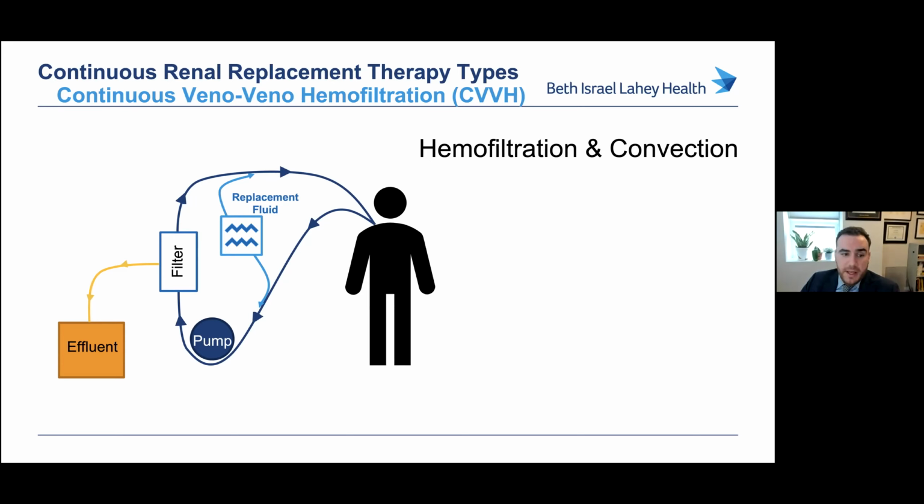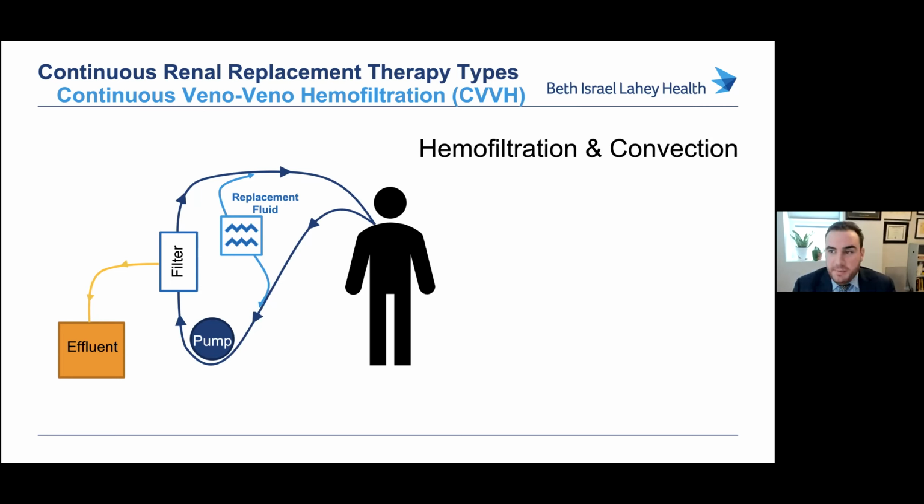Just like SCUF, it has the same setup with the addition of replacement fluid that you can add to the blood. It has to work with very high flows and of water crossing the semi-permeable membrane. So if you use CVVH in a patient, you're going to very quickly dehydrate them.